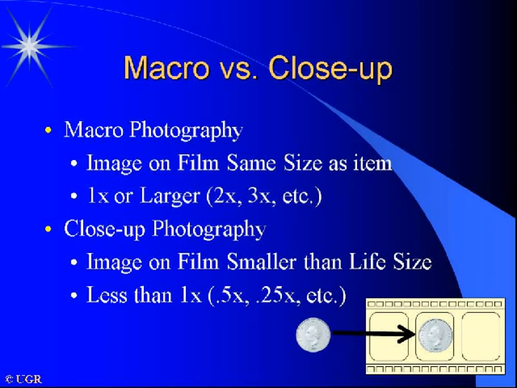Now there is a difference. Macro photography is officially defined as giving a life-size image on the film or the sensor screen that you're using. So if I were to take a picture of this dime and then process it on some film, you could set that dime on top of the film and they'd be exactly the same size. So that's macro photography. And it actually extends beyond life size. It extends to twice as big or 3 times as big. Close-up photography is anything less than life size.